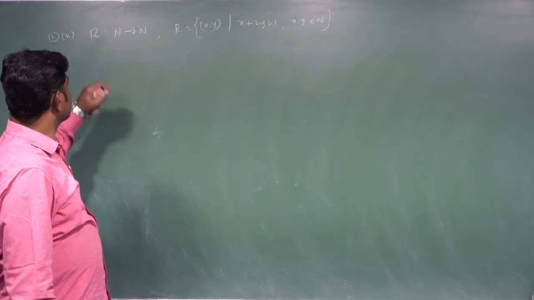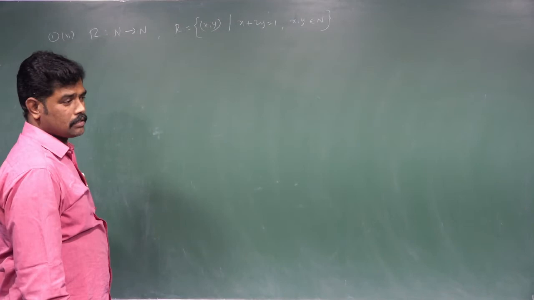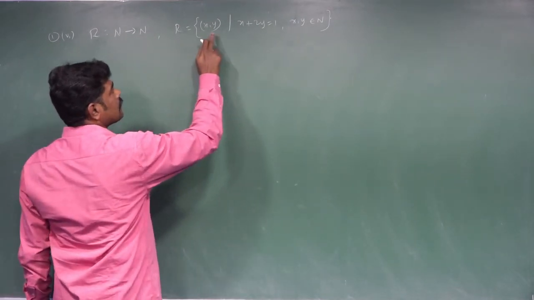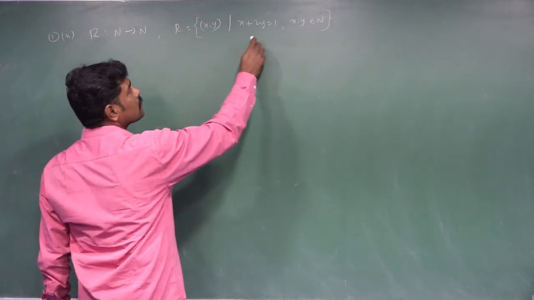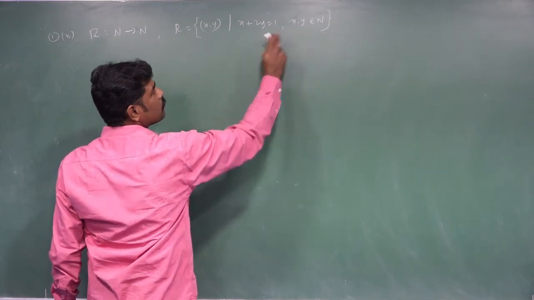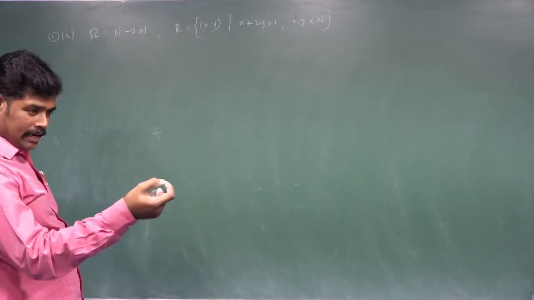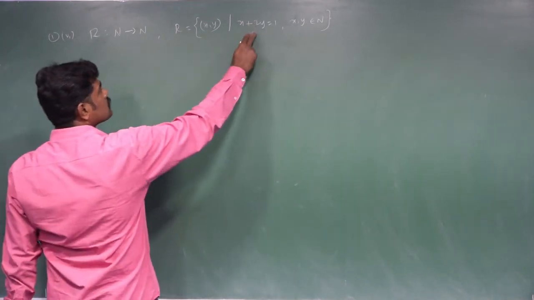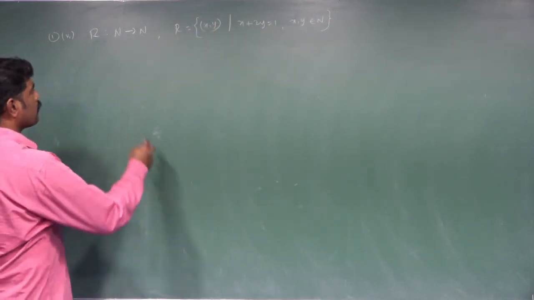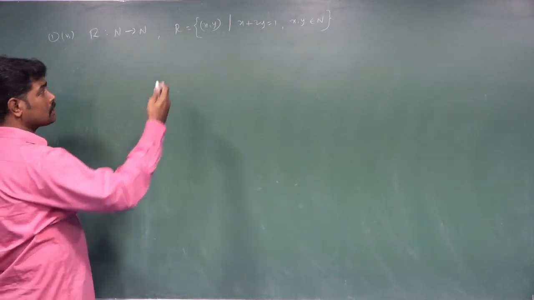Now, the fifth case. Here the relation R is declared on the natural number set. Natural number means 1, 2, 3, 4, 5, 6, up to infinity. And the relation is declared as (x, y). What is the condition here? x plus 2y is equal to 1, where x and y belong to the natural number set. From the natural numbers, those satisfying this condition, the pairs can exist in the relation R. But we should verify what numbers will satisfy this condition.